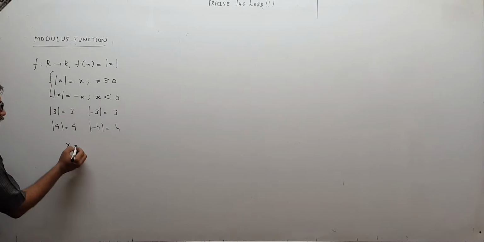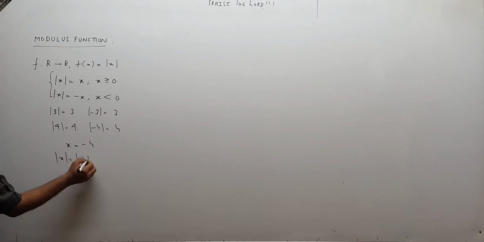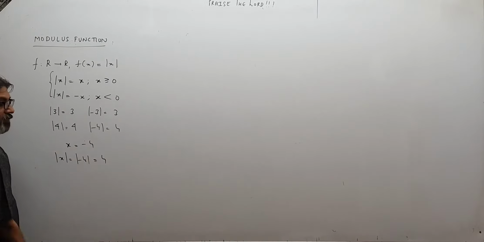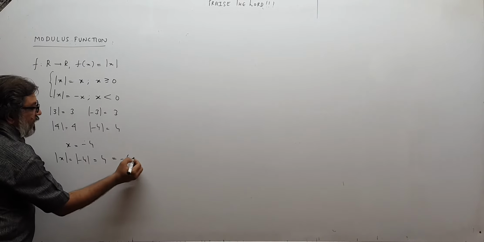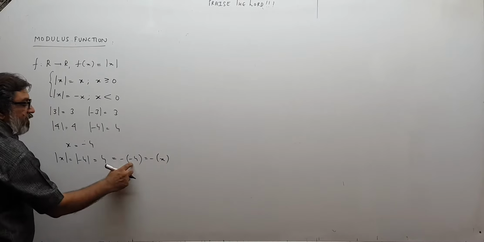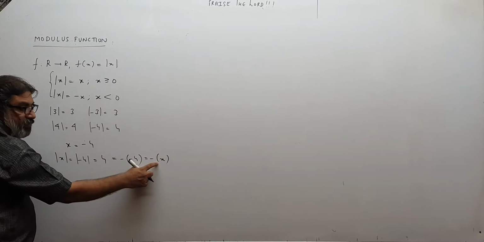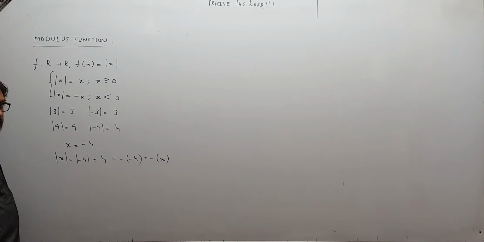Children, supposing x is equal to minus 4. So mod of x means mod of minus 4. Means it is 4. Means it is minus of x, because x is minus 4. So modulus x is minus x when x is a negative number.